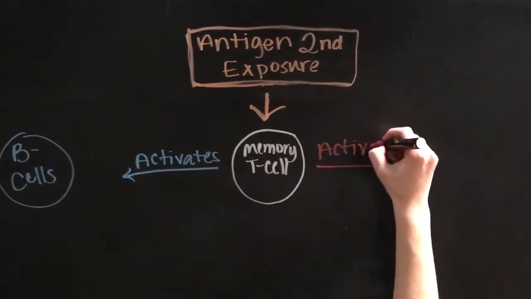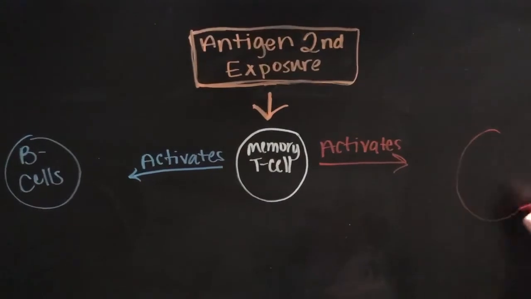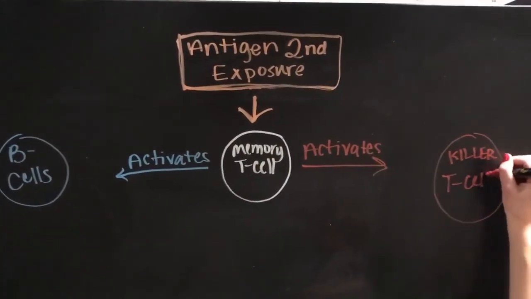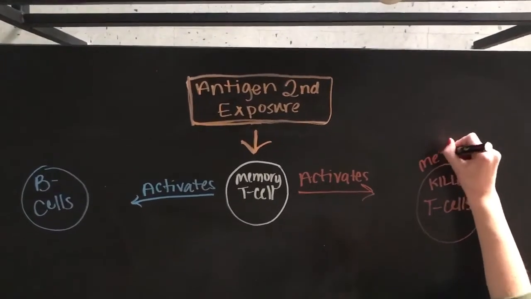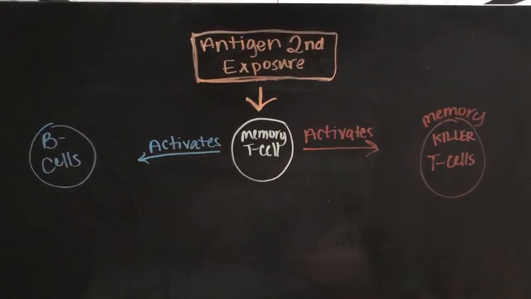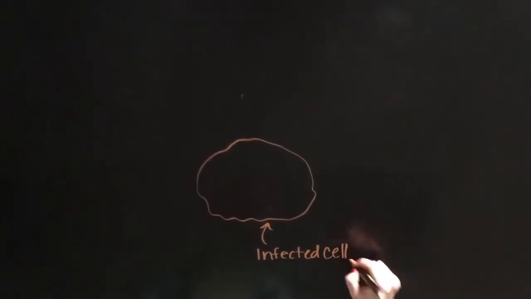And they also activate the killer T cells, which are also memory killer T cells, so they carry the memory of that specific antigen. Basically, this process happens a lot more efficiently and quickly after the antigen has been seen. So let's talk about what happens to an infected cell in the body.